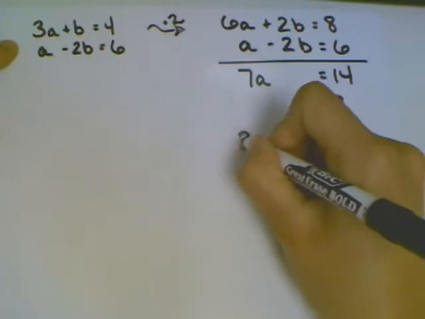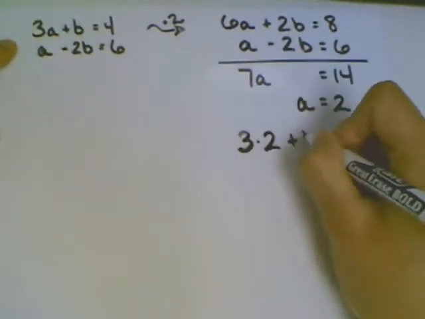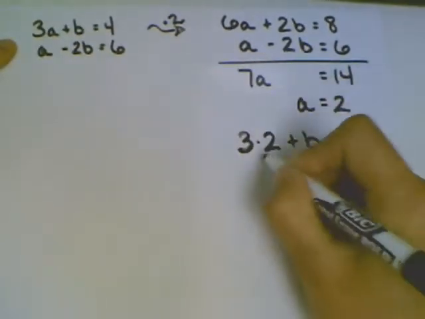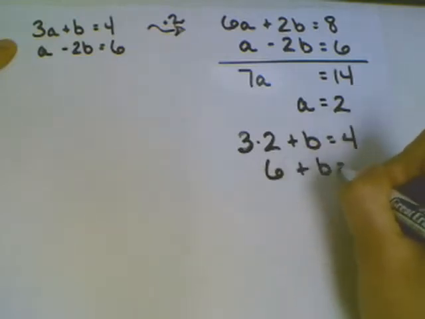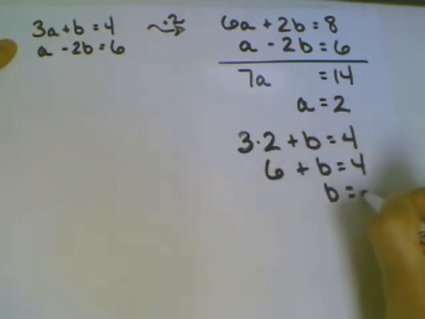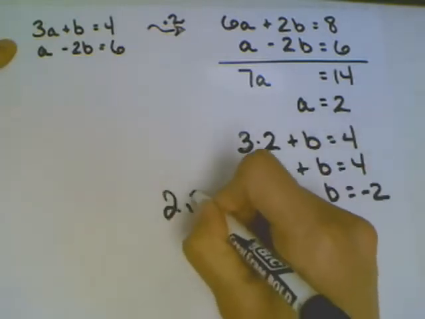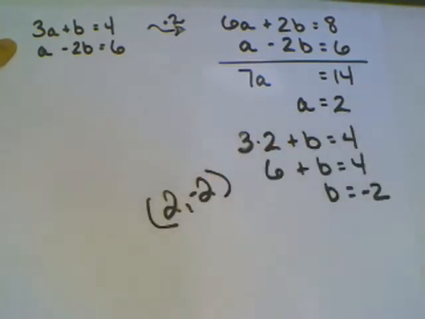If a is 2, then I'll use the first equation to plug back in and figure out what b is. Subtract 6 and b is negative 2. So the ordered pair 2, negative 2 is the solution.